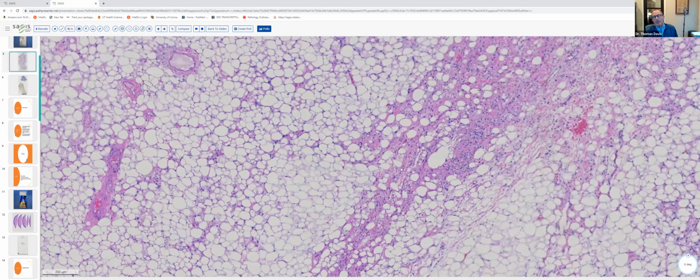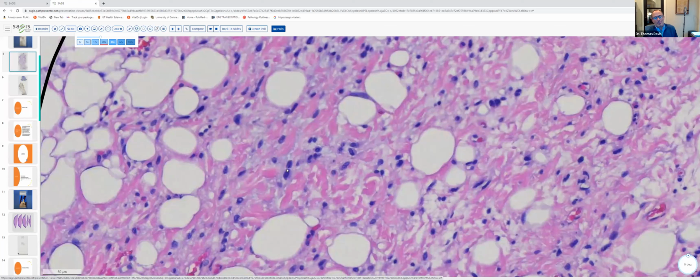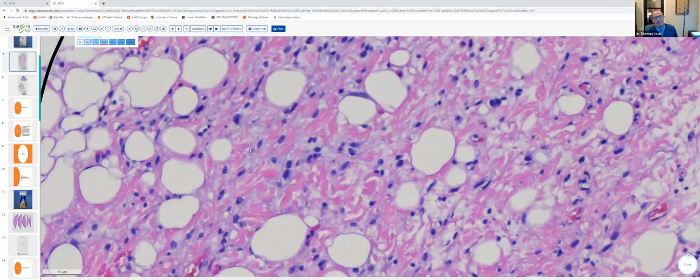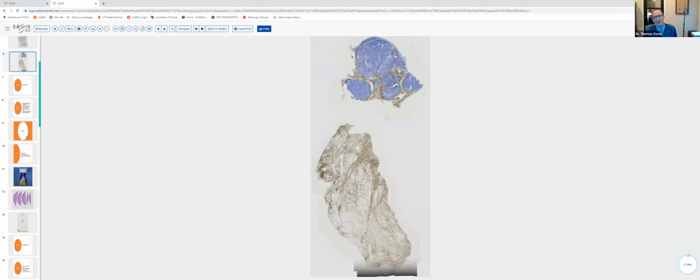And if we focus in on this area, what we see is a proliferation of fairly uniform cells. Some of them appear oval, but most of them are spindle shaped. And they've got a very even chromatin pattern. They're not particularly hyperchromatic, and we really cannot identify any mitotic figures. These are embedded within a slightly myxoid stroma, and then there are ropey collagen bundles present between the adipocytes and the spindle cells. A CD34 stain was applied.